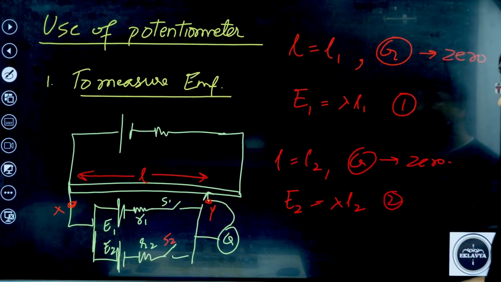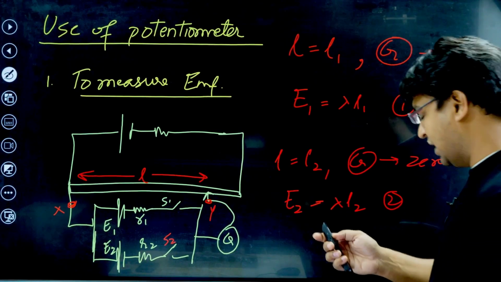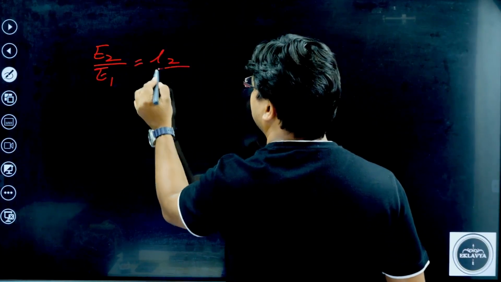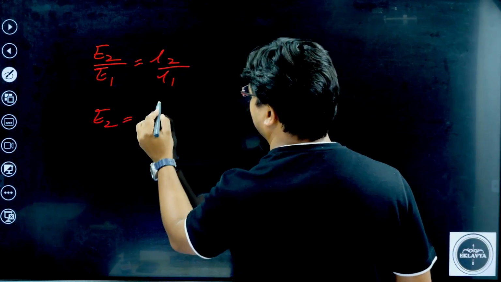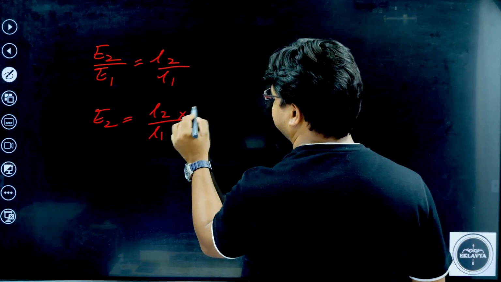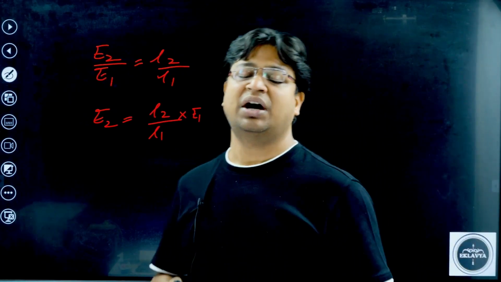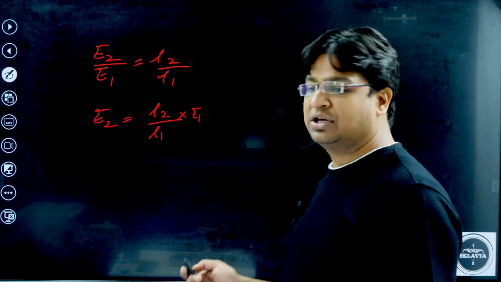Then we can divide these two equations to get rid of lambda, and we will easily get E2 by E1 equal to L2 by L1. From here, you can calculate the value of E2. Getting it? So this is how we can measure the unknown EMF of a battery. This is one way.